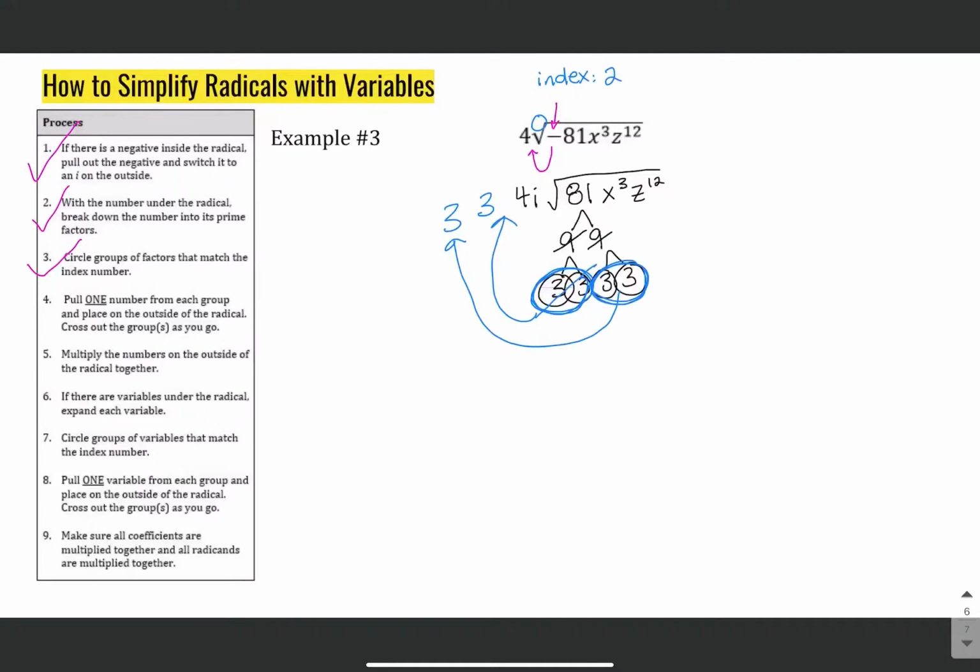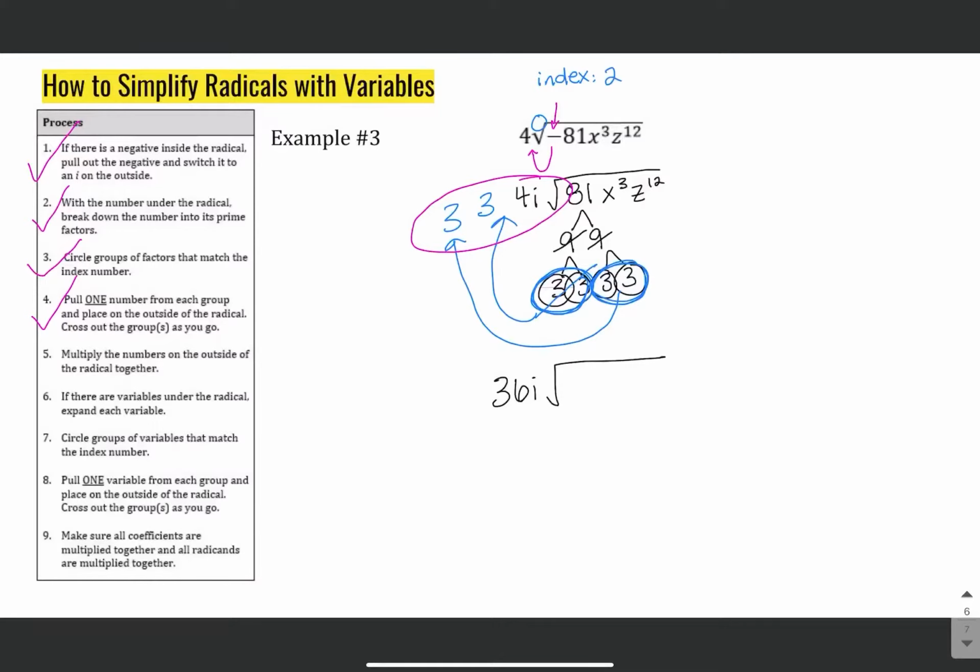Okay. So we did step 4. Step 5, we're going to multiply all the numbers on the outside. So we're going to multiply these together. So we know that 3 times 3 is 9. And then 9 times 4 is 36, and don't drop that i. So 36i. All right, let's look at our radical here.